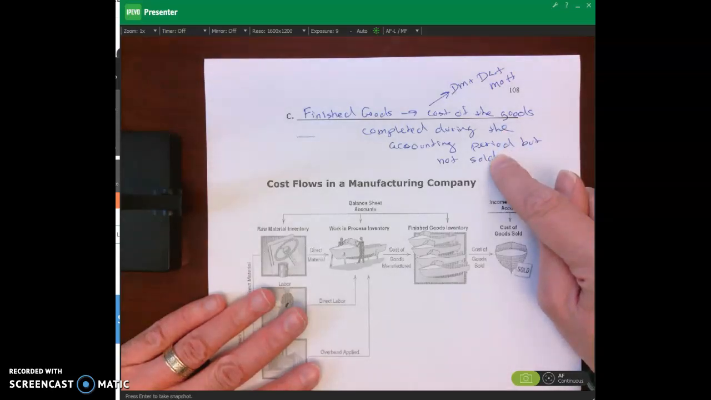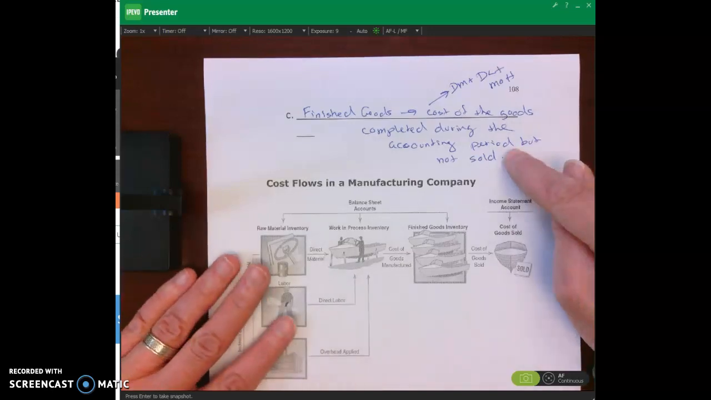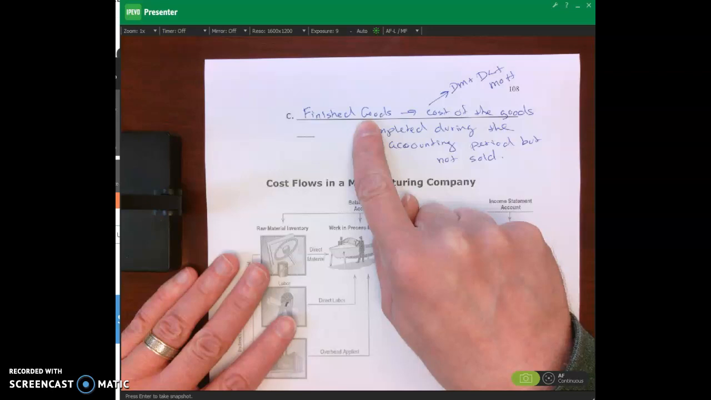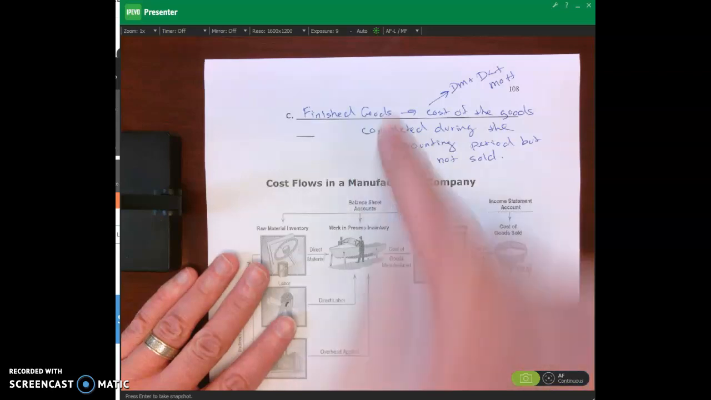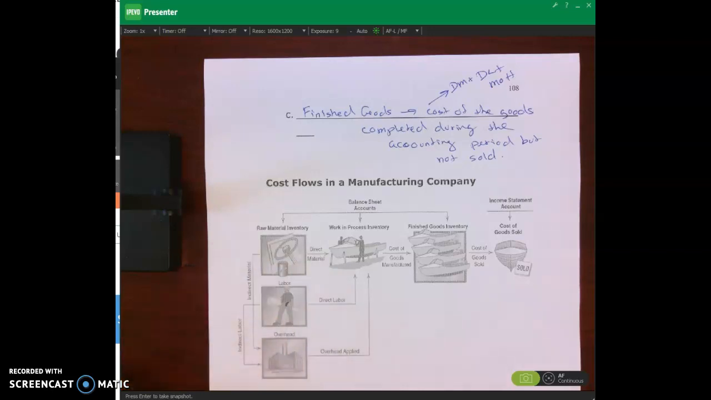So let's say we made a table and it cost us $100 to make this table. At the end of the accounting period, it's just sitting in our storeroom ready to be sold, but we haven't sold it yet. So it's not sold, but it is finished, so that's why it's called finished goods. Raw materials, work in process, and finished goods are all inventory accounts for a manufacturing company. That means they are classified as current assets on the balance sheet for a manufacturing company.